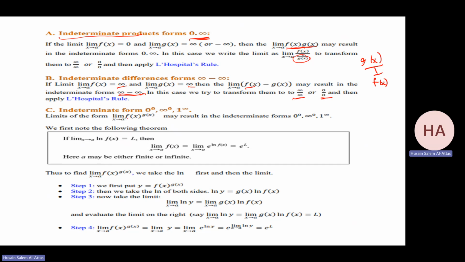If you have powers, a function to the power of a function, f of x to the power g of x, so you have 0 to the power 0, or infinity to the power 0, or 1 to the power infinity. One of these three. What you will do, instead of dealing with y, f of x to the power g of x, you will deal with ln y, which is g of x ln f of x. You will find the limit as x goes to a or infinity, it's up to you, of this.